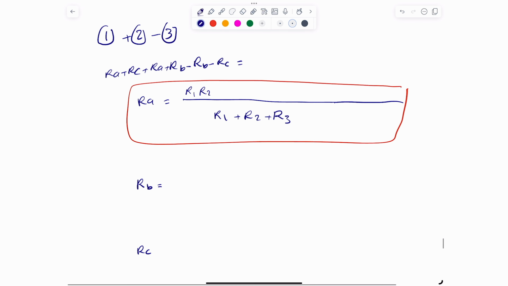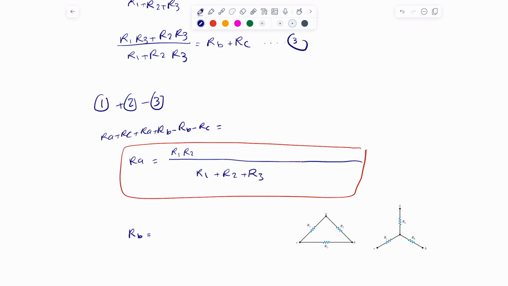So let me show you. There's a pattern to it. So the pattern is the following. I've copied and pasted the picture here so we can see it. What we're interested in is RA, and what we needed to do is multiply R1 and R2 and then divide by the sum.